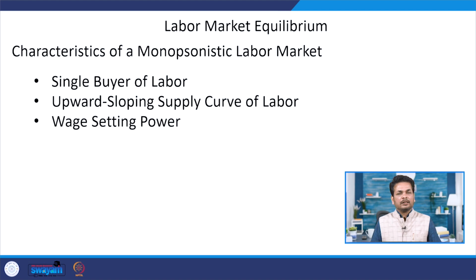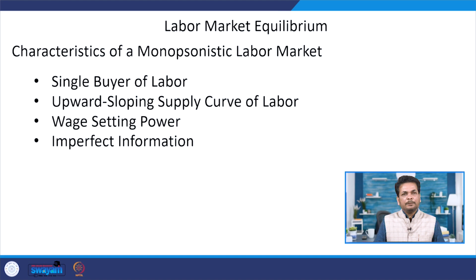The third property is that the monopsonist has the power to set the wage. The monopsonist is a wage setter. Being a monopsonist, it has the ability to set wages below the level that would prevail in a perfectly competitive labor market. This is because individual workers have limited alternative job opportunities, and due to the lack of competing employers, the monopsonist has the power to set the wages.